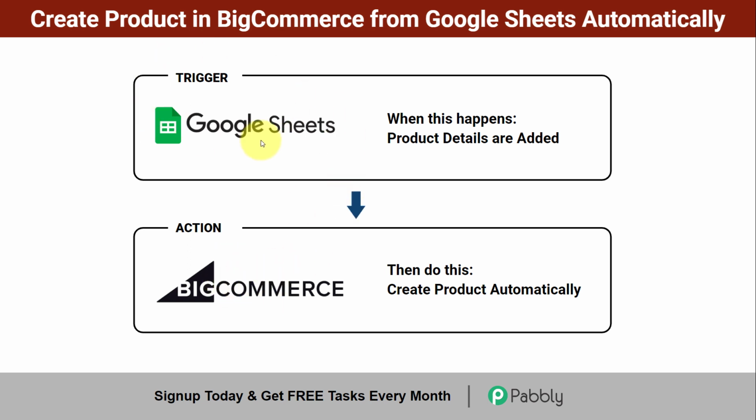Either you can manually copy the product details from Google Sheets and create products individually, one by one, or you can set an automation between these applications with the help of an automation software, so that whenever the product details are added in Google Sheets, the same product will be created automatically in your BigCommerce store. Yes, it is possible. If you also want to set this automation for yourself, come with me and I will show you the whole process step by step.